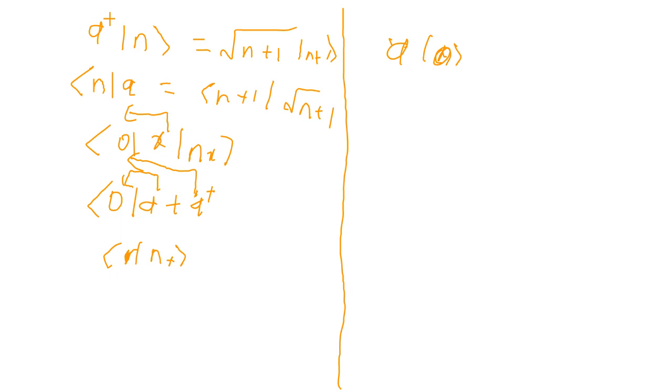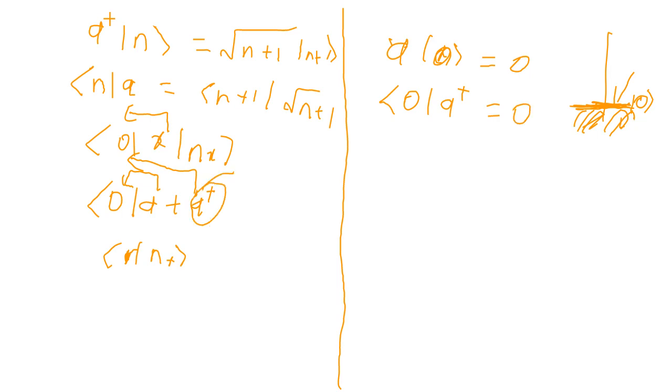A acting on 0 is 0 because there is no state which is below. If you think of it in terms of ladder operators, there has to be some lowest rung, the floor, and you cannot go below the floor. So once it acts on the lowest state, it cannot go further and gives you 0. And this operator, once you flip around, you get that 0 acting on a dagger has to be 0. So once it acts there, it automatically vanishes.